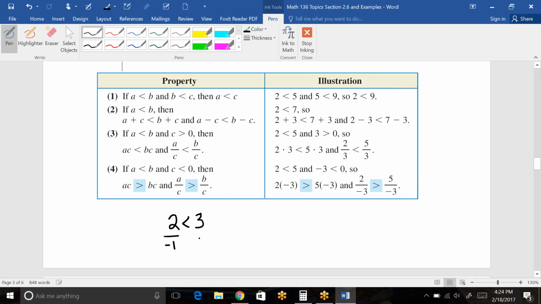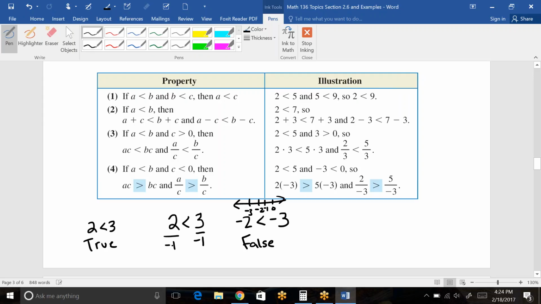If you were to divide that by -1 though, so we know that, I'm going to write this again, 2 less than 3 is true. Notice I'm dividing by a negative. If I didn't change anything, this is now false. So -2 is not less than -3, because if you think about the number line, -2 is farther to the right, because here's -1 and here's 0.